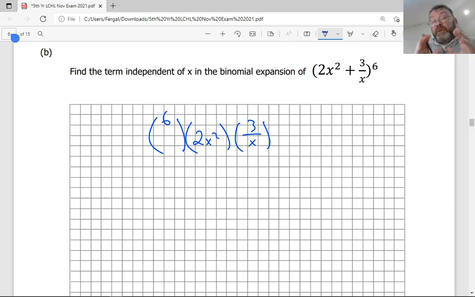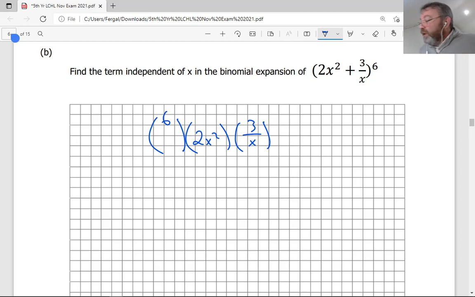Now, here's what I want to show you. Look at the two terms inside the bracket. The first one contains an x squared, the second one just contains x. So therefore, the powers that I'm going to distribute must be powers that add to 6, but one is twice the other. So the only numbers that add to 6, where one is twice the other, are 4 and 2. 4 and 2 is 6, and 4 is twice 2.